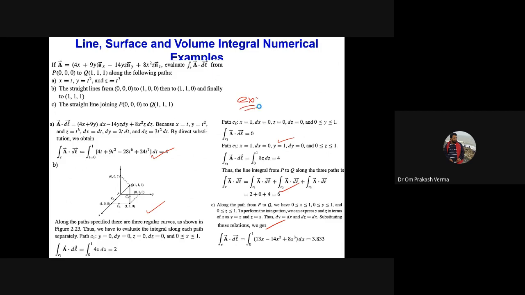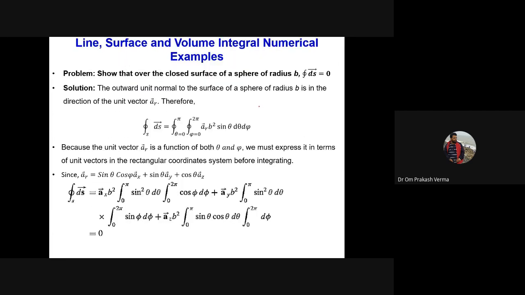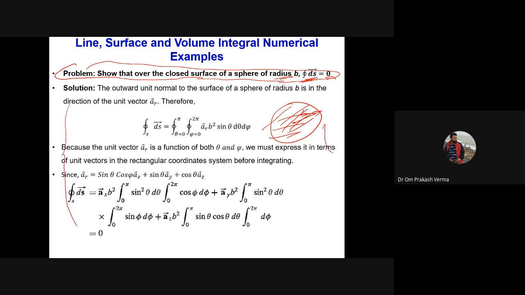Now, you should also try to solve this question: over the closed surface of a sphere of radius b. The radius is b, so your target is to show that the closed surface integral of ds is equal to 0. The solution is given here. You can refer to this or you can also refer to the Bhaguru book, right?